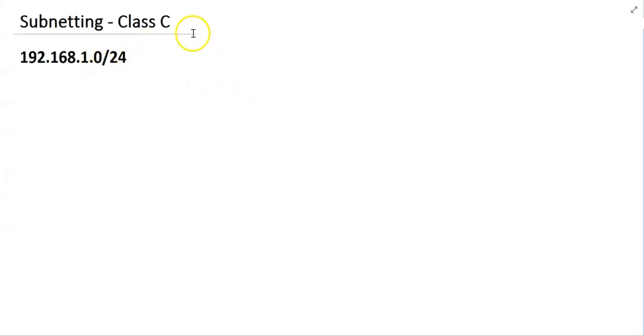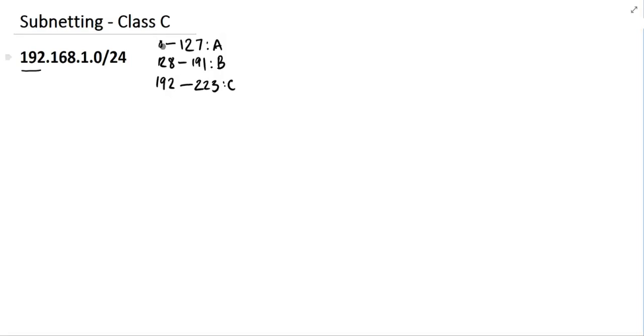First of all, I already put here class C, but to identify what class this is, you look at the first octet, and the first octet is 192. From the ranges of IP version 4, if the number starts between 0 and 127, that's class A. If it's between 128 and 191, that's class B. And if it's between 192 and 223, that's class C. So by looking at the first octet from the left, we know this falls in this range, and that's called class C.